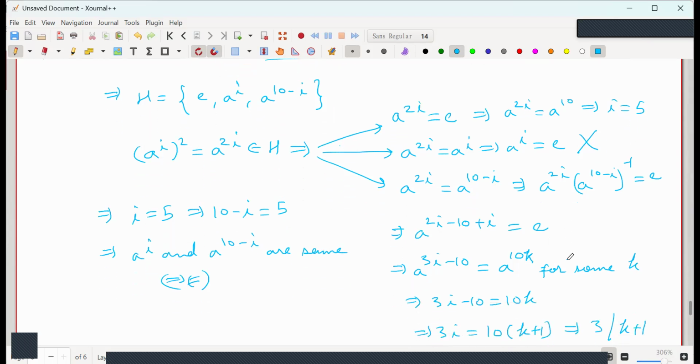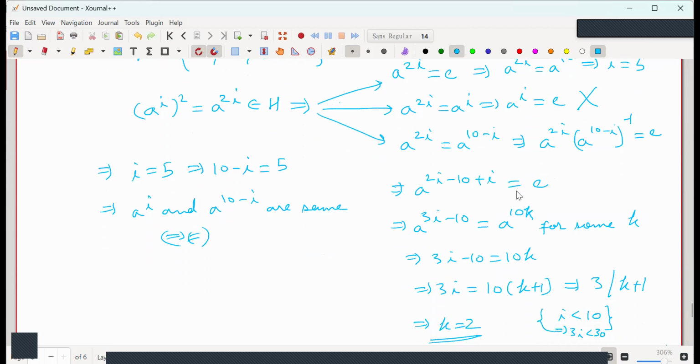Okay. Let me just explain this part again. It is a bit calculative, then we will stop. So we take a^2i, the square of a^i. It should be inside the set if it's a subgroup. So there are 3 possibilities. First, a^2i is the identity. That means a^2i is some power of a^10. But as i is less than 10, 2i has to be 10. That means i is 5. The second possibility is a^2i equals a^i, which means a^i is the identity, which is a contradiction. Third, a^2i is the same as a^(10 minus i).